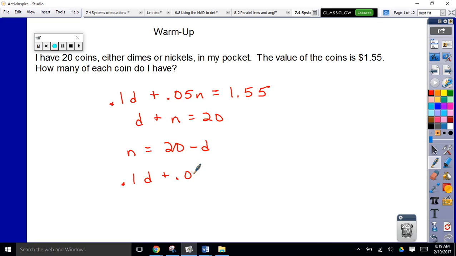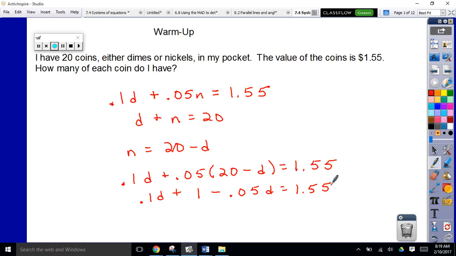0.1d plus 0.05 times (20 minus d) equals 1.55. Okay, Sophia, you want to keep going with the solving of it? Can you distribute 0.05? Mm-hmm. And then you get 1 minus 0.05d. Okay, now what? Then you would combine the two.